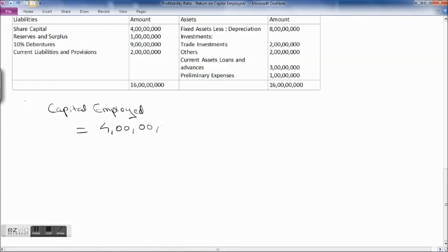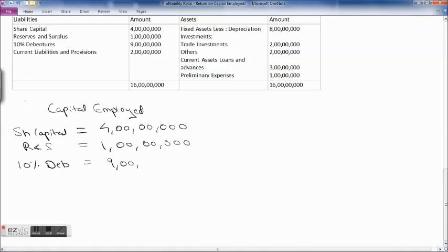4 crores, right? Share capital. Then add reserves and surplus. How much is that? 1 crore, right? Then your long-term loans and debentures, so 10% debentures, how much is that? 9 crores. Okay, and then what do we have to reduce?